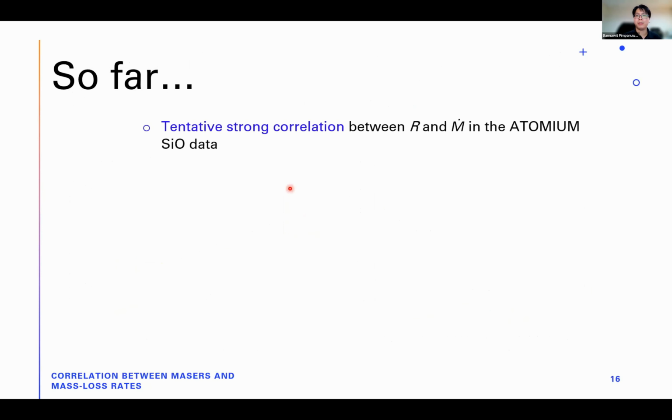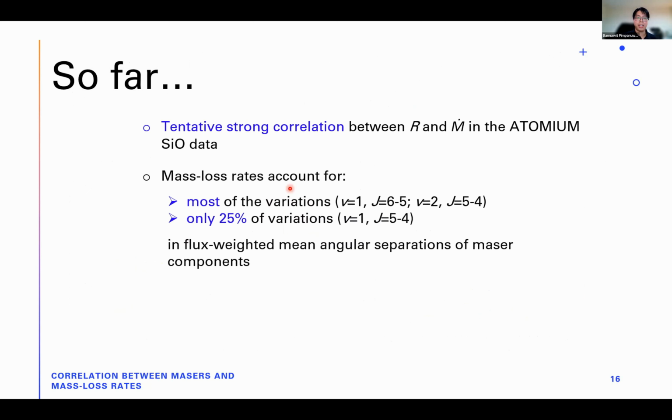So far, that's very interesting. We've got a tentative strong correlation between these two parameters in the ATOMIUM SiO data. And we also saw from the regression model that mass loss rates actually account for most of the variation in the flux-weighted mean angular separations in two of the transitions, so v=1, J 6 to 5 and v=2, J 5 to 4, and also to a lesser extent in v=1, J 5 to 4.